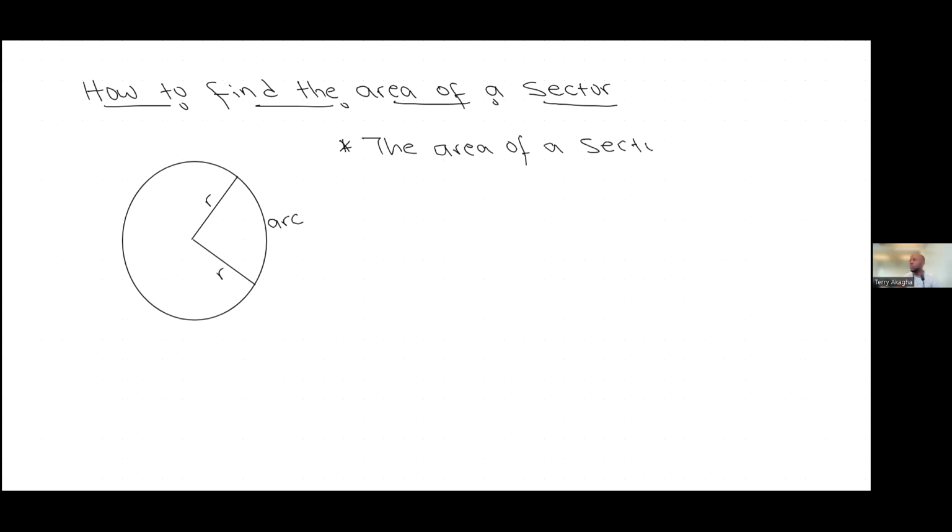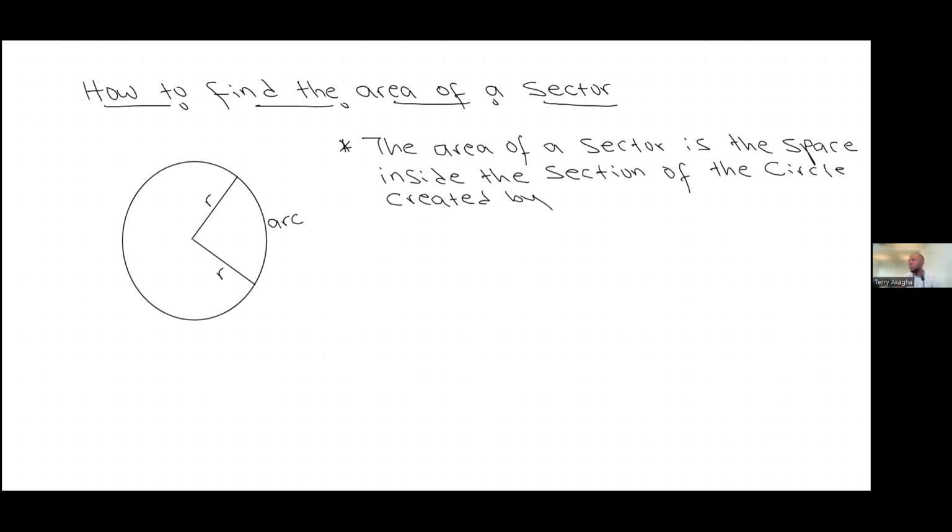is the space inside the section of a circle created by two radii and an arc, okay? So that's the area of a sector.